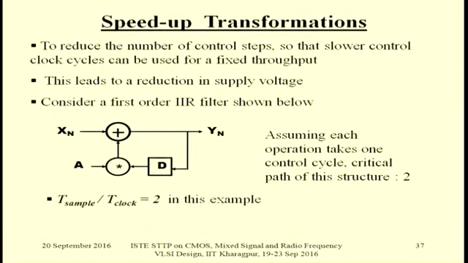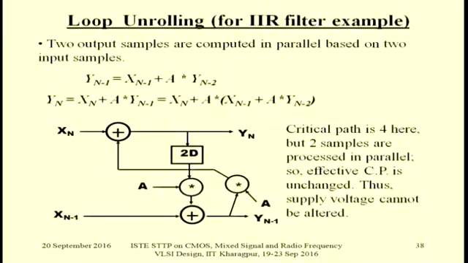The critical path length is 2. Okay, because from here to here, we go through multiply and then add. Assuming each operation takes 1 control cycle, the critical path of this structure is 2. And what we do here is, can we bring down the critical path length from 2 per cycle? So what we do, replicate this operation.